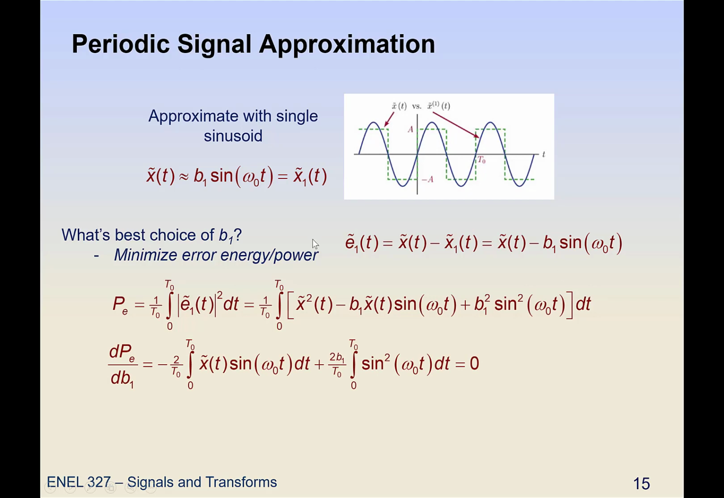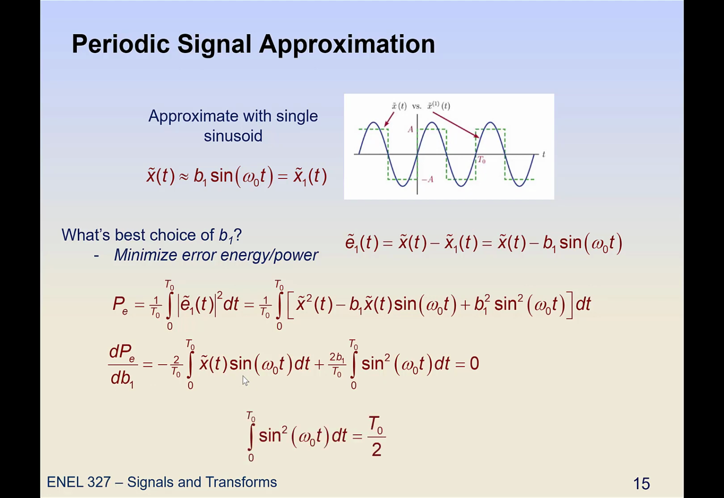Now, whenever we want to minimize something, what does that mean? Well, that means we take the derivative with respect to the thing we're trying to vary. In this case, we're varying b1, and we're trying to find the minimum with respect to b1. So we take the derivative with respect to b1 and set it equal to 0. If you take that expression and take the derivative, then you end up with this.